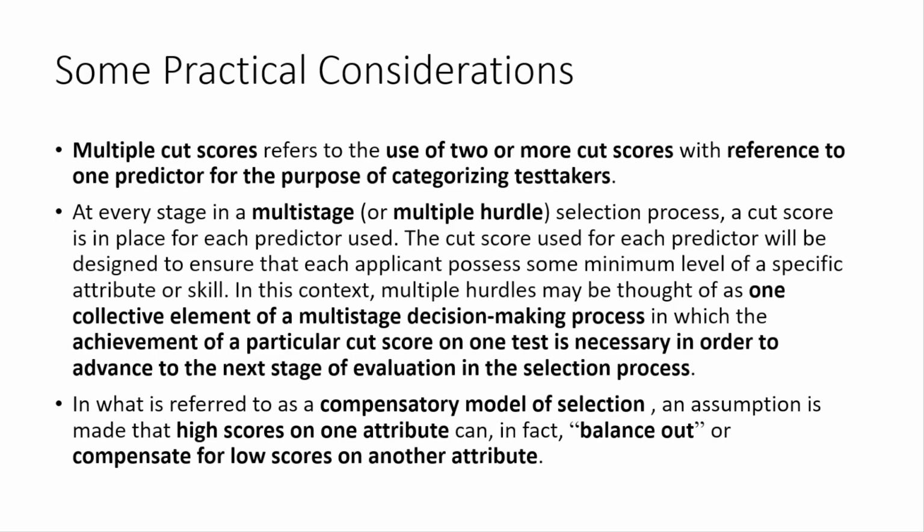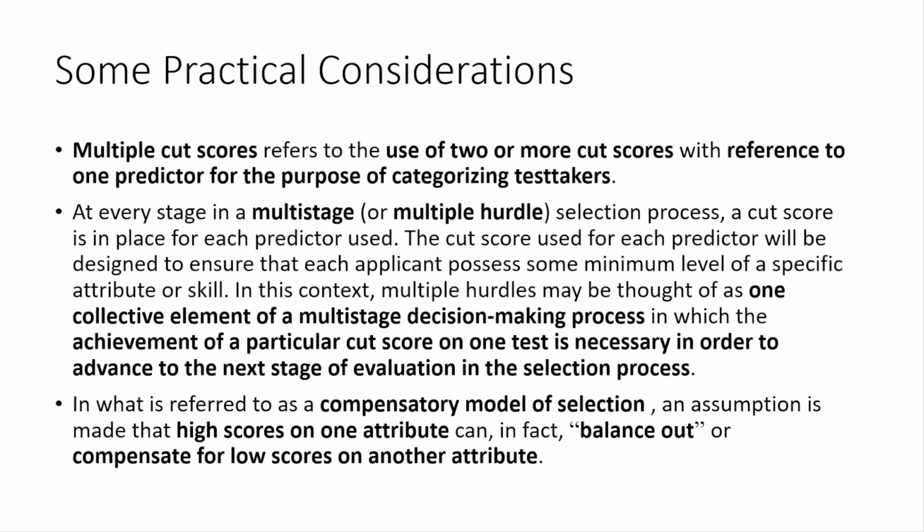Okay? So, there are also multiple cut scores, which refers to the use of two or more cut scores with reference to one predictor for the purpose of categorizing. So, at every stage in a multi-stage or multiple hurdle selection process, a cut score is placed for each predictor used. The cut score used for each predictor will be designed to ensure that each applicant possesses a minimum level of a specific attribute or skill. In this context, multiple hurdles may be thought of as one collective element of a multi-stage decision-making process in which the achievement of a particular cut score on one test is necessary in order to advance into the next stage of evaluation of the selection process.